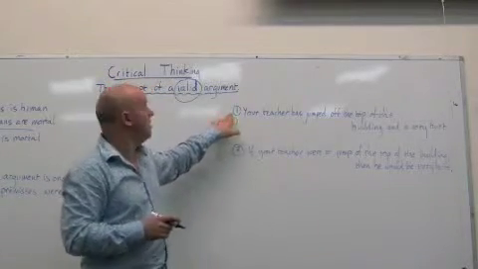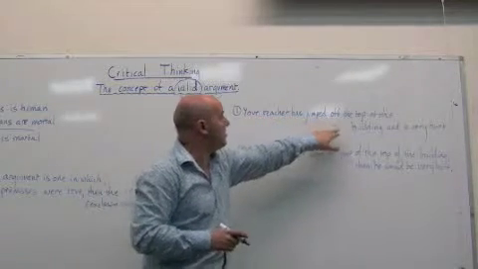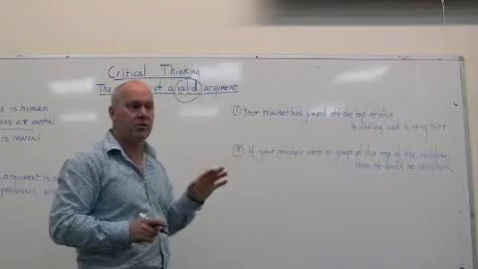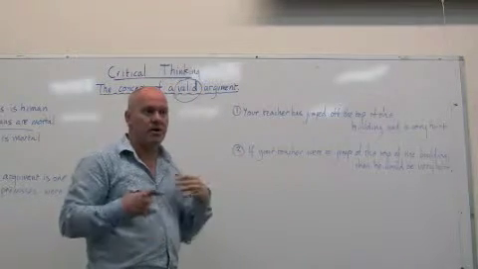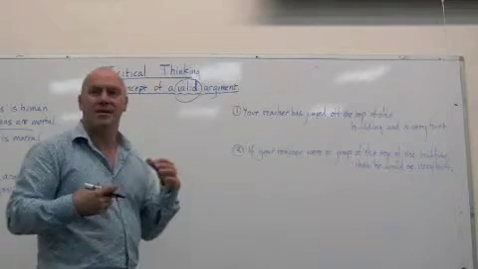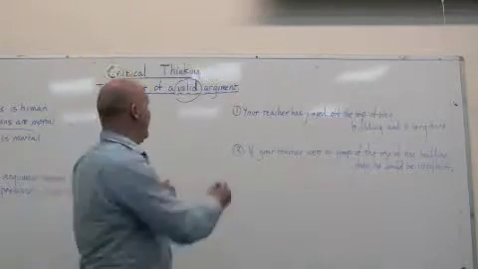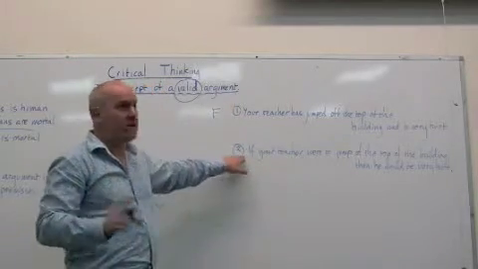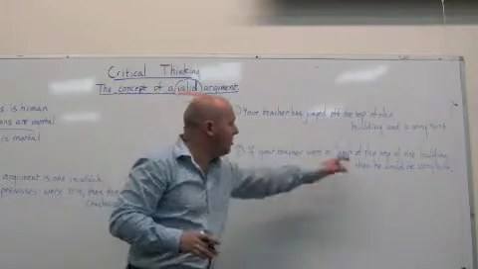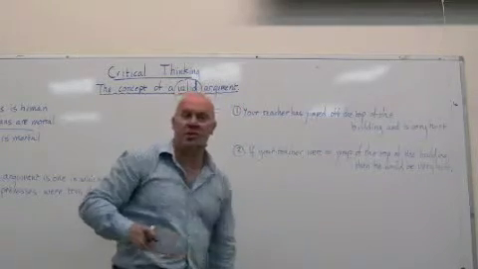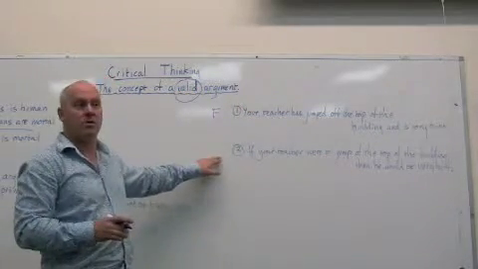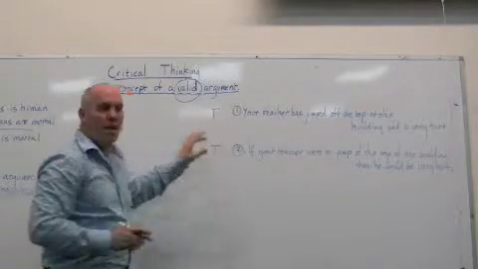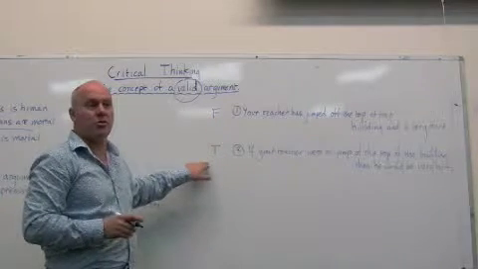Do you agree? Your teacher has jumped off the top of the building and is very hurt. You think it's false? Yeah, it's false. Look at me. Do I look hurt? No. Did you see me jump off? Okay, that's false. Okay, second sentence, I'll read it again. If your teacher were to jump off the top of the building, then he would be very hurt. True. Everybody agrees it's true. What makes it different? What makes that false and this true?